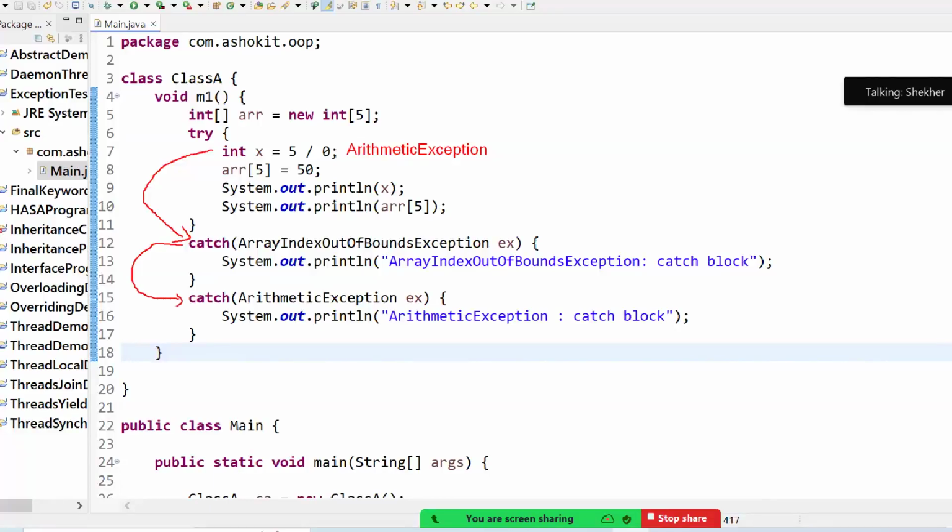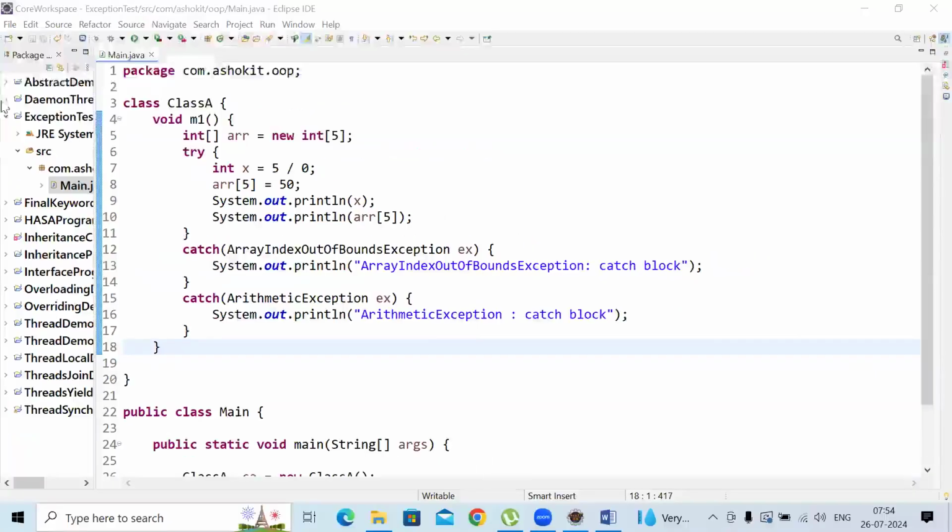Tell me, in this catch block also, first what does control check? What's the parameter of this catch block? Arithmetic exception. What is the exception occurred here? Arithmetic exception. Both are matching. Both are matching means the control identifies that this is the suitable catch block. So this catch block will be executed. Let's see whether it's executing like that or not. Am I clear?